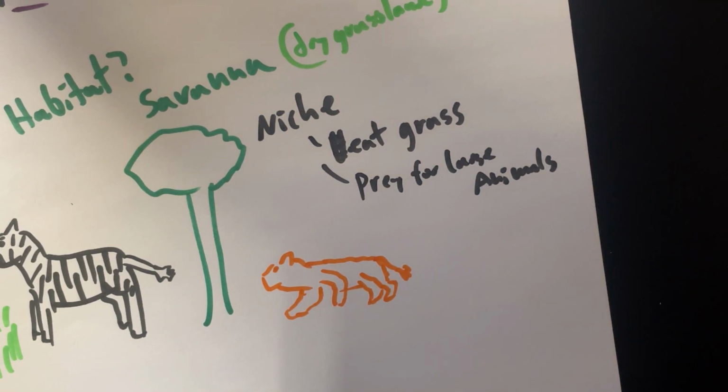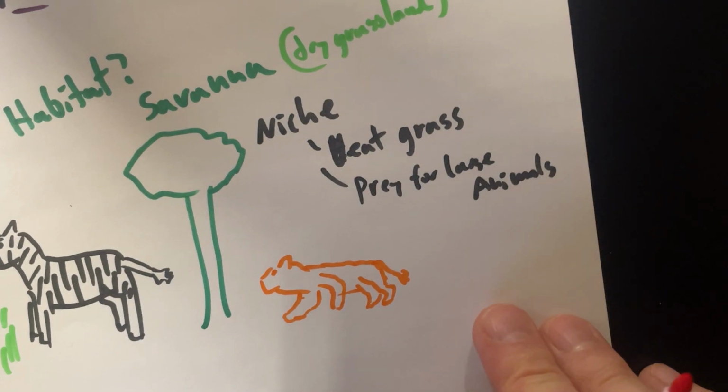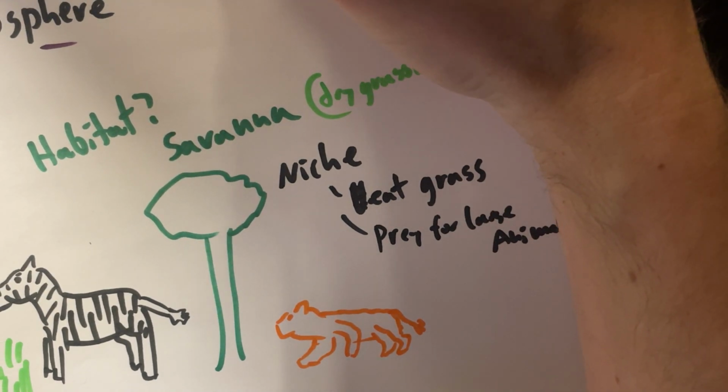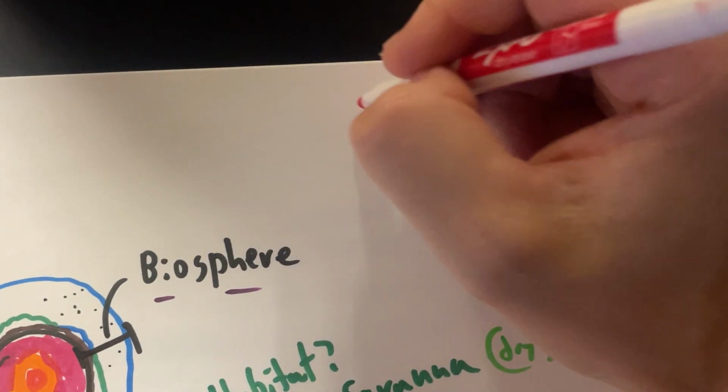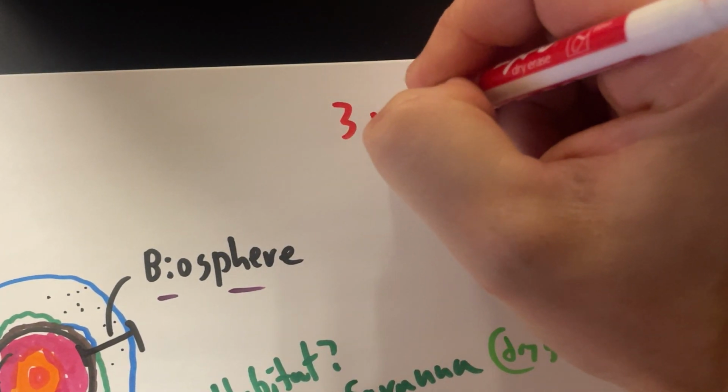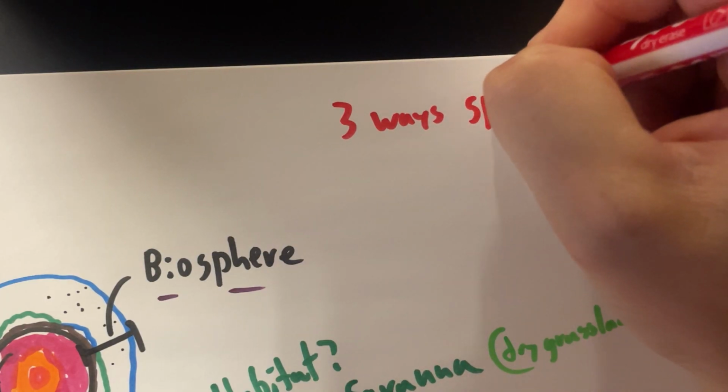Anyway, she's stalking the zebra. What is this? So bad. Okay, way up at the top, I'm gonna make a list. There's three.